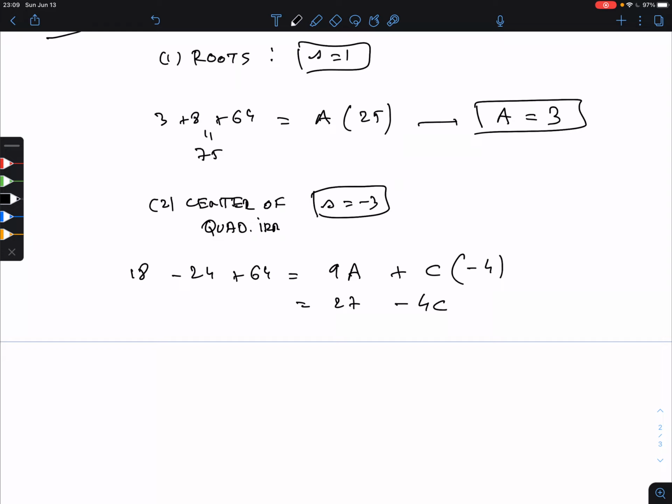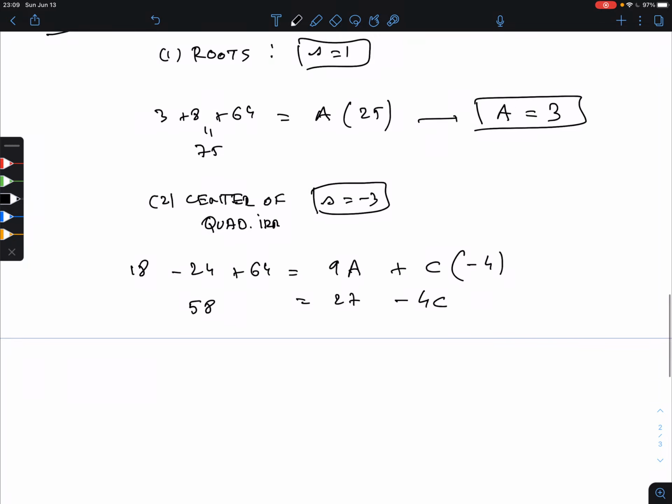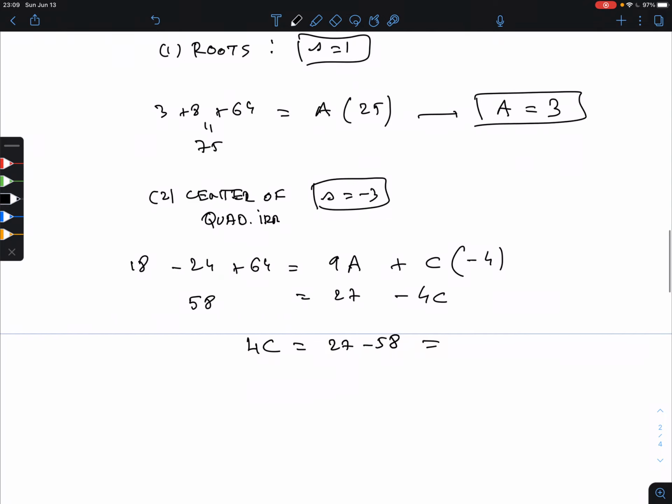So that is 82. No, let's do it this way. -6, so this is 58. And then the 27 to the other side. So 4c is equal to 27 minus 58. That is minus 31.